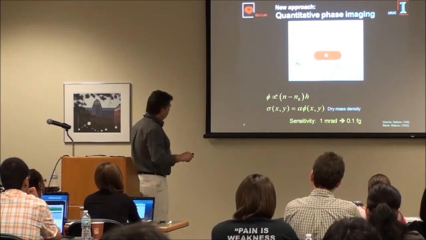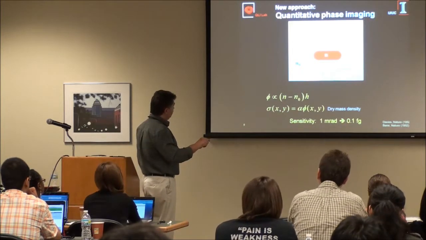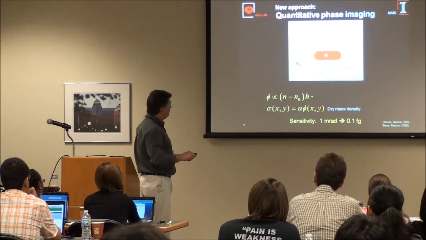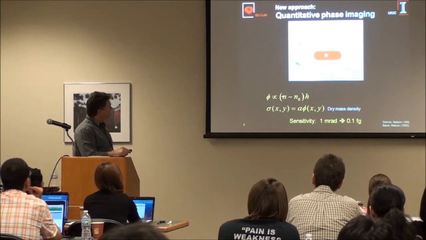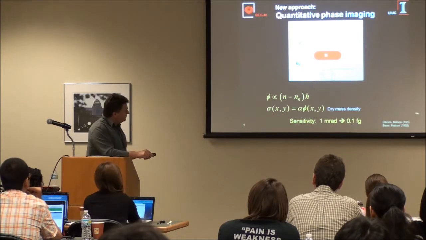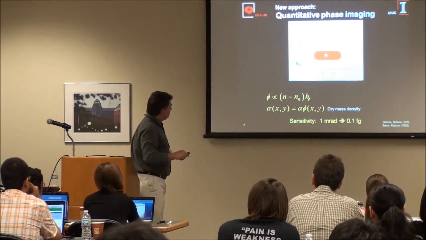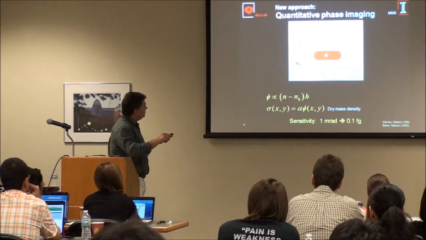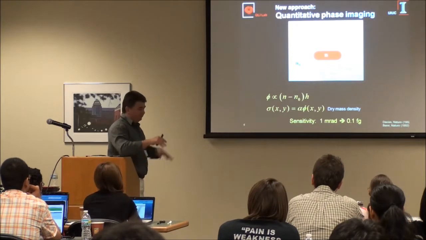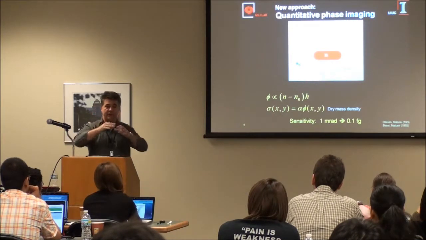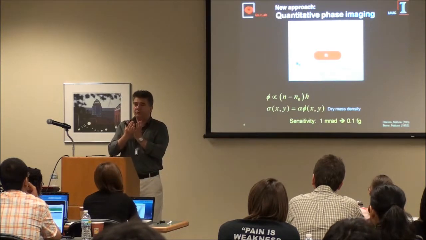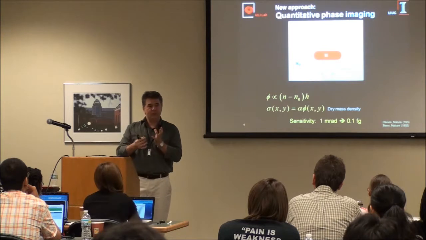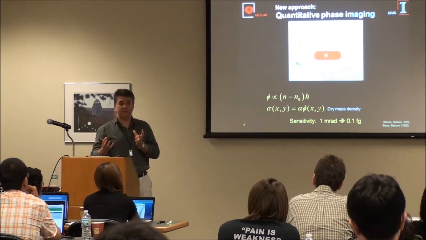Well, this phase shift is actually the product between the local thickness of the cell, h, and the refractive index contrast, n minus n naught. It has been shown more than 50 years ago that the integral of this, so if I imagine this is a phase surface, if I integrate that, you get something that's linearly proportional to the dry mass of the cell. What's in the cell that's not water.